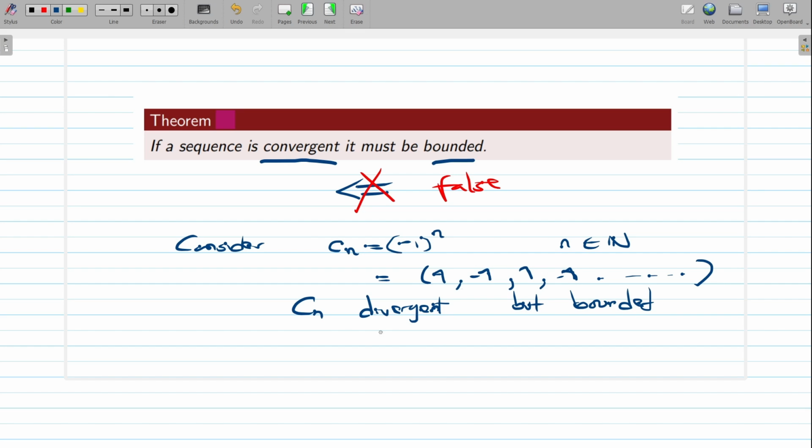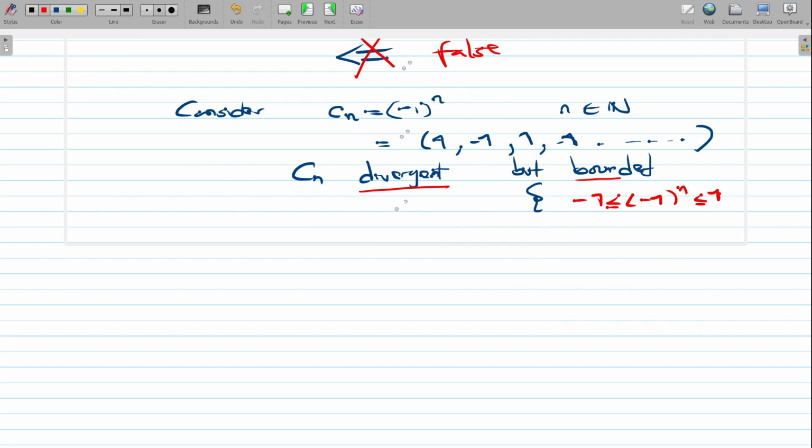Why is it bounded? Maybe we can give some proper justification here in curly braces. Here we have that -1 ≤ (-1)^n ≤ 1, like so. So we see that our sequence here is bounded. However, we have a bounded sequence, but this sequence is also divergent. So that's why we're saying that the opposite is in general going to be false. Now there are sequences that are bounded and also convergent, but in general the opposite is always going to be false.